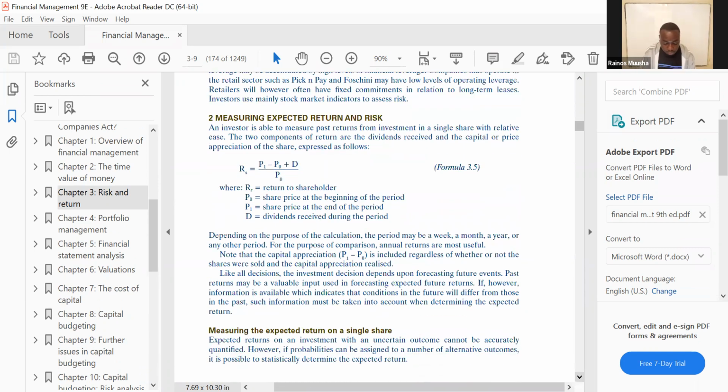Moving on to section 2 of the chapter, we're now looking at how we determine the return for a particular security. Here they say, an investor is able to measure past returns from investment in a single share with relative ease. The two components of return are the dividends received and the capital or price appreciation of the share, expressed as follows: the return to the shareholder is given as the price at the end of period minus the price at the beginning of period, plus the dividend during the period, divided by the price at the end of the period.